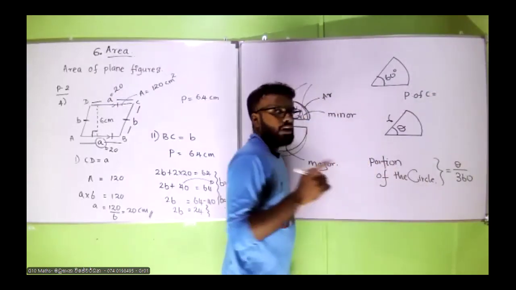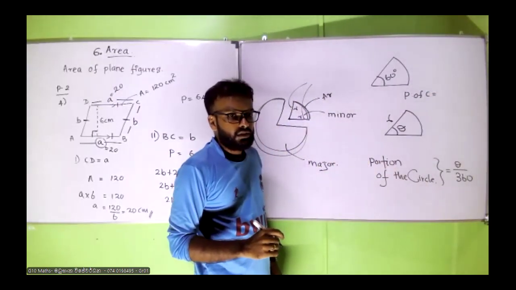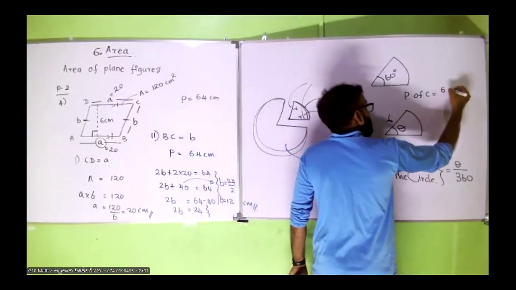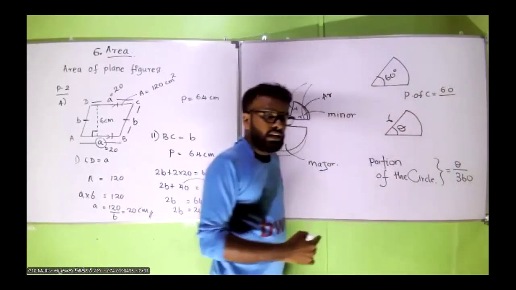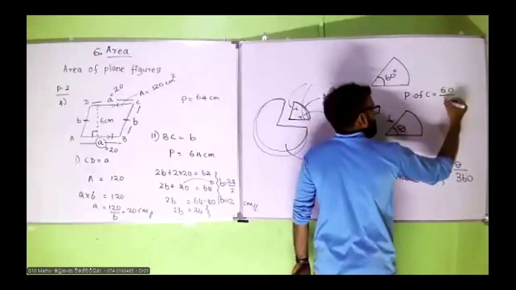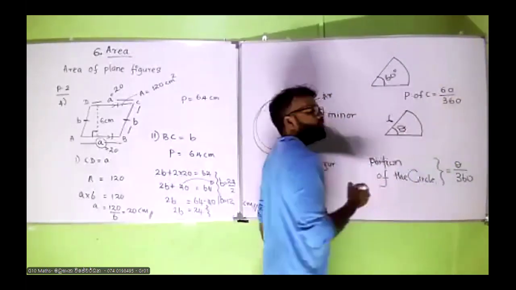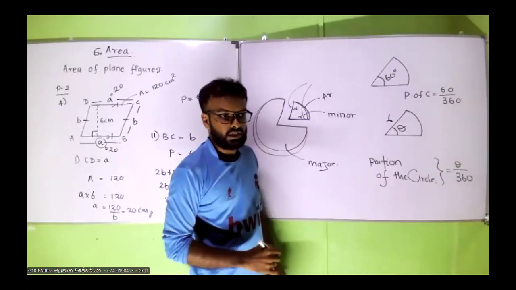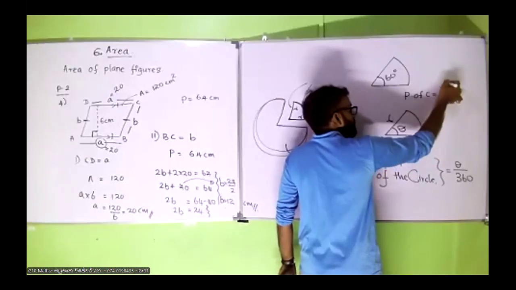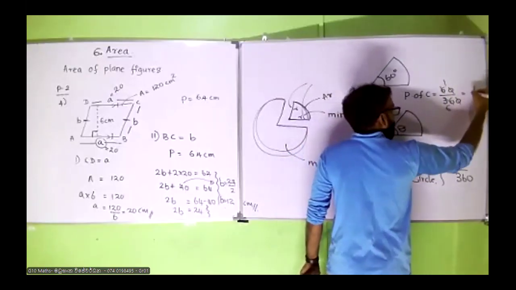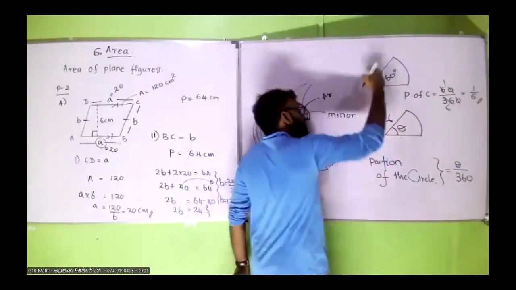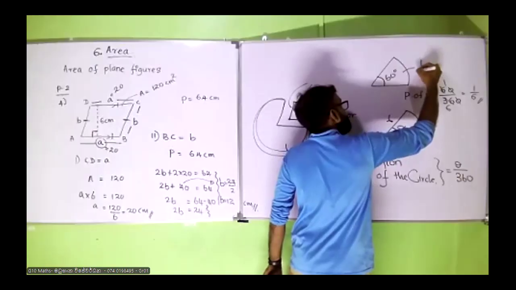What is the angle at the center? 60. What is the full angle around that center? 360. So this is your portion of the circle. 60 over 360 is 1 over 6. So the portion of the circle of this part is 1 upon 6.